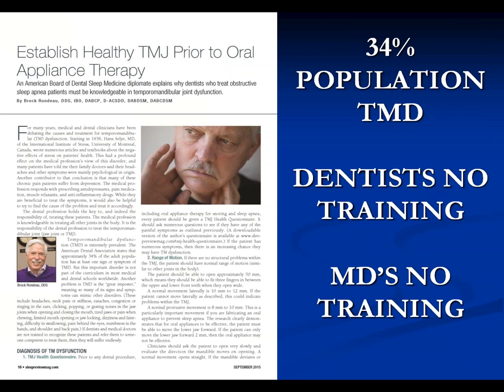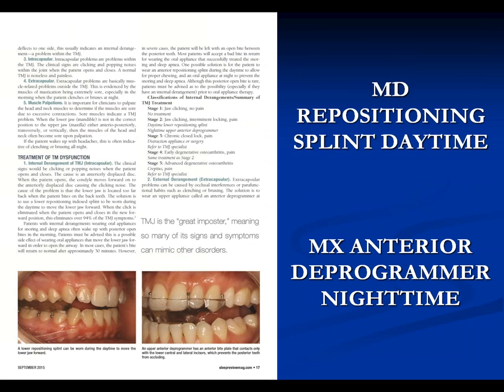So again, that's the article that I will send you if you contact Lee, and it shows on the lower left the repositioning splint, and it shows in the lower right my anterior deprogrammer, which I'm going to show you in a minute. That's what they wear at night to stop the clenching and bruxing. And notice, no posterior contact or teeth. If your posterior teeth touch, you're going to clench. If your posterior teeth don't touch, you won't clench. You won't be able to activate your masseter and your temporalis muscle if your posterior teeth don't touch. And that's what you want to do.